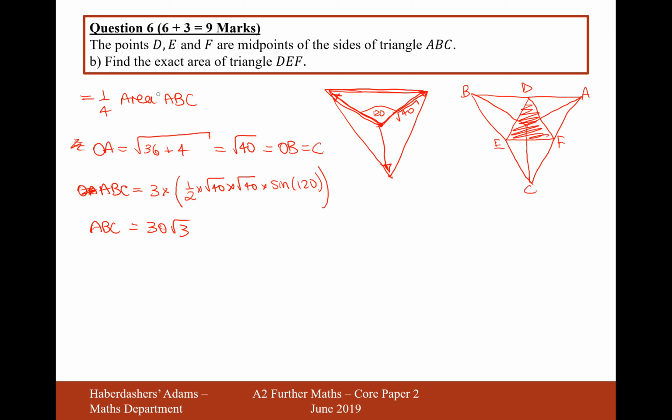So therefore the area of DEF is just going to be a quarter of this. DEF equals 30 root 3 over 4 units squared. So there we are, that's the little cheeky way of doing question B. And there we are, that's the answer for question 6, worth 9 marks in total there. Let's now move on to question 7.